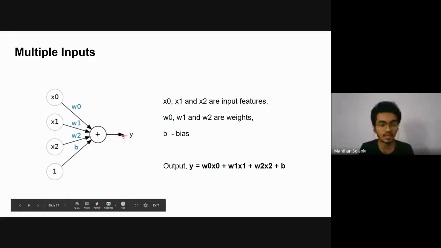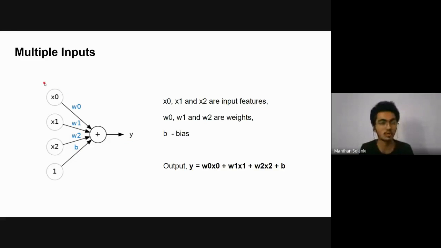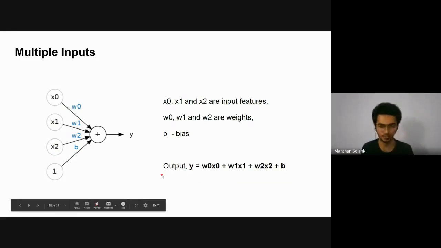Let me give you an example. If I want to calculate calories based on sugar, carbohydrate, etc., sugar will multiply with its own weight, carbohydrate will multiply with its own weight, and I will add another factor, the bias. This way I will calculate the linear unit, right?